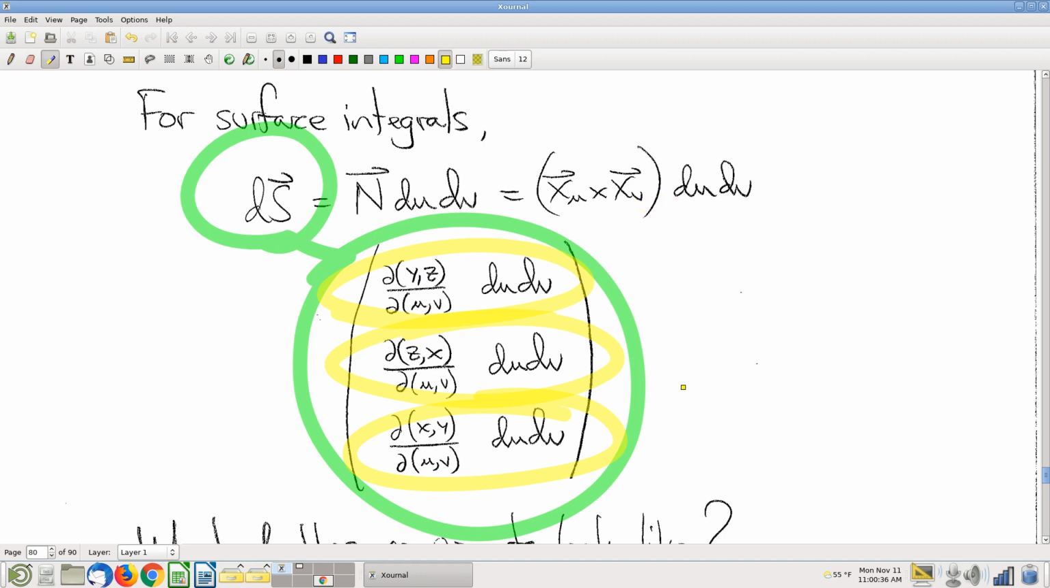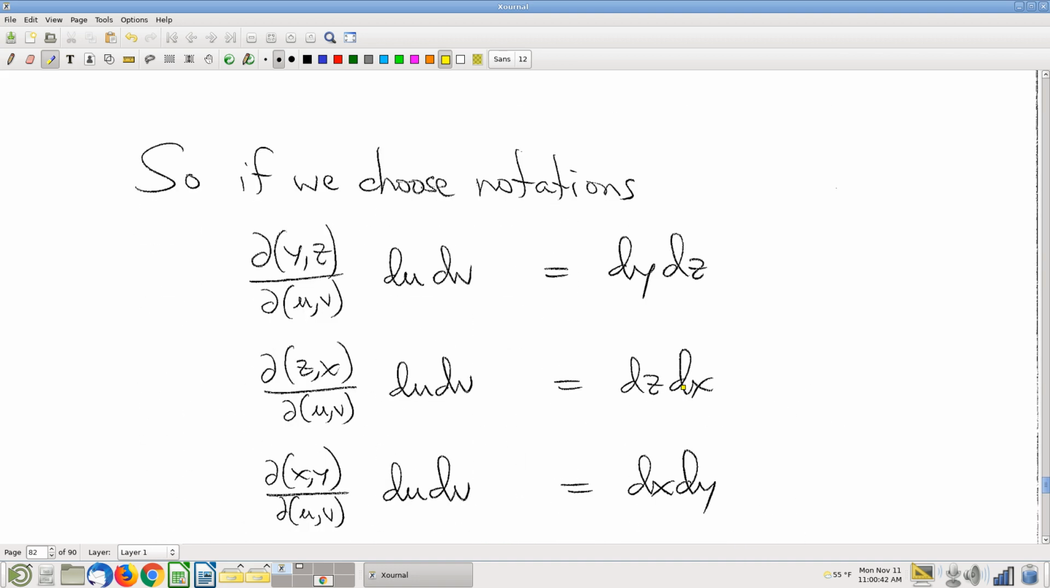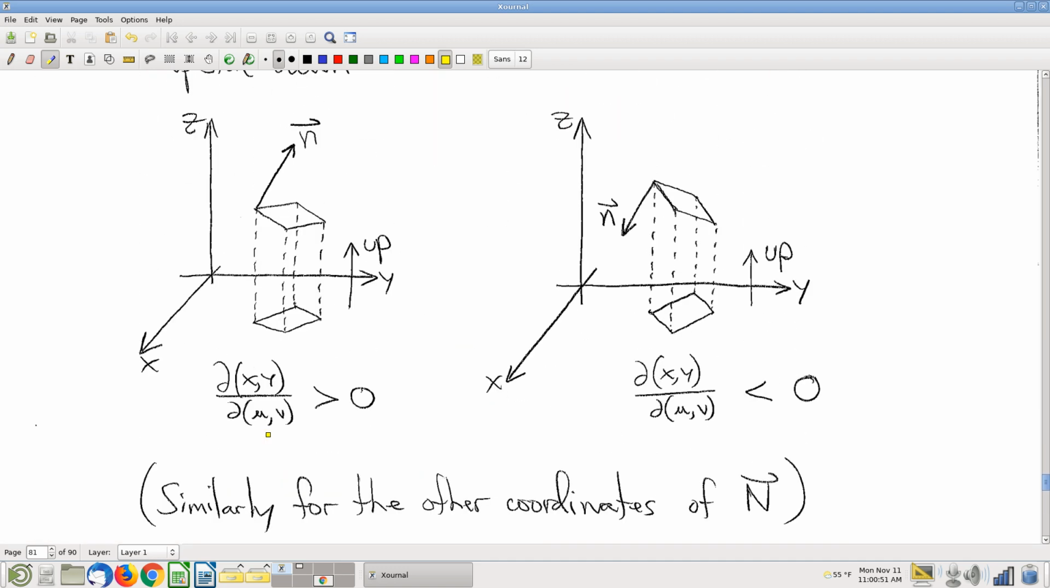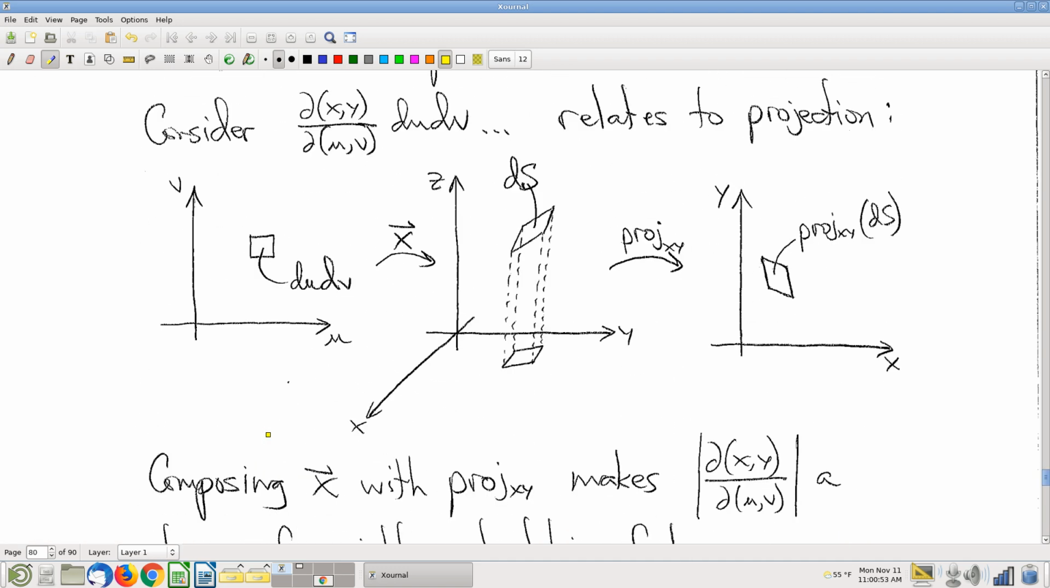So, vector differential, looking at the coordinates. What do they look like? What should I call them? So here we are, these are those coordinates. Well, here's a thought. This thing here is telling me about the size and orientation of the projection in the XY plane. It's telling me about what area in the XY plane looks like.